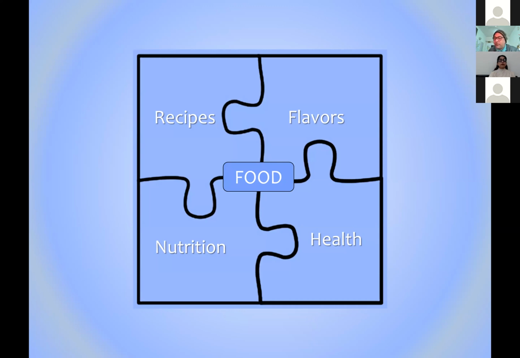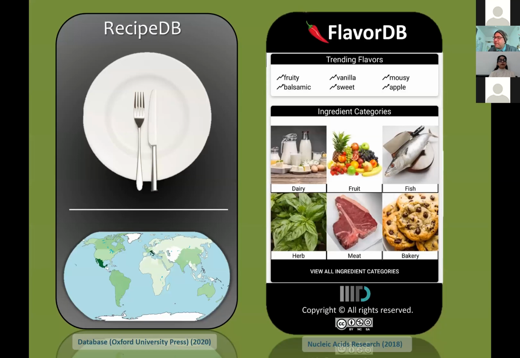That's what we have embarked upon in the last 7 years. We have been building data resources such as RecipeDB and FlavorDB, where DB stands for database, where we are trying to gather data of recipes from across the world. RecipeDB is a comprehensive repertoire of 118,000 recipes from across the world, including 26 world regions and 84 countries.